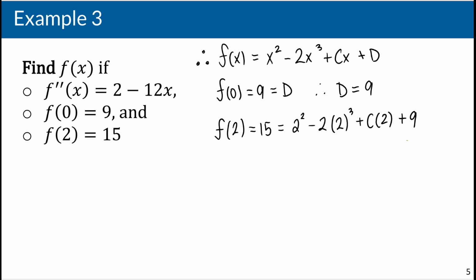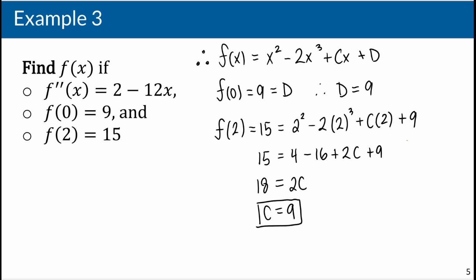So I've replaced d with 9. I'm not going to leave it in there as a d because I know what it is. I can skip past that. I don't have to leave it as an unknown. And so if I go to simplify this, I end up with 15 is equal to 4 minus 16 plus 2c plus 9. And then it's just a matter of simplifying and gathering all my like terms together. I'm going to move all those numbers over to the left-hand side where they will simplify with that 15 to become an 18. And that will be equal to 2c. So it looks like in this particular instance, c happened to be 9 as well.